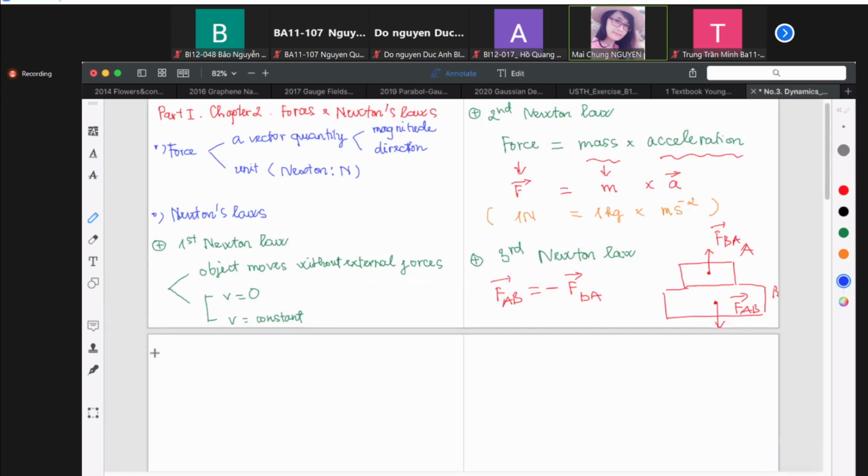Okay, let's see the next. We consider some kinds of forces. How many kinds of forces do you already know? To do exercises, we need to show the list of forces. Do you know that? How many kinds of forces?